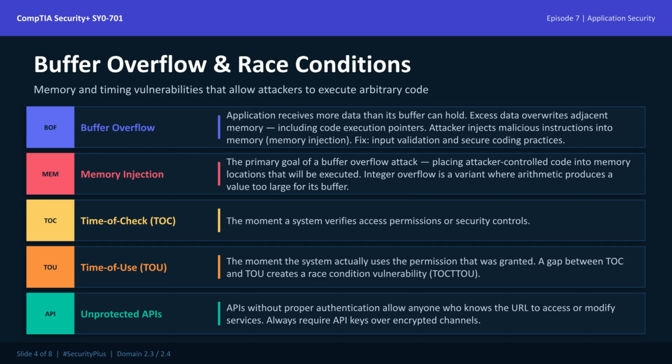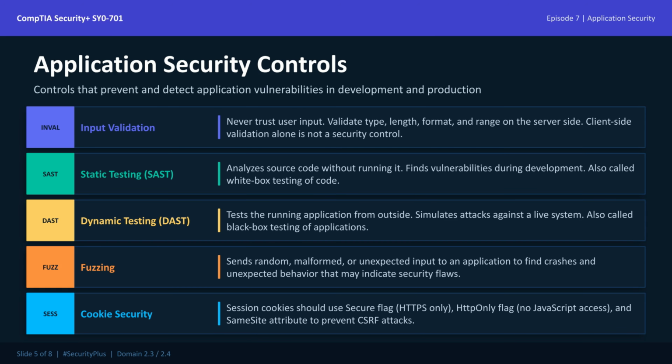Race conditions involve a time of check to time of use gap. Unprotected APIs, lacking authentication, are also a major vulnerability. Application security controls help prevent and detect vulnerabilities. Key controls include server-side input validation, static testing, dynamic testing, fuzzing for unexpected flaws, and cookie security, utilizing flags like secure and HTTP only.